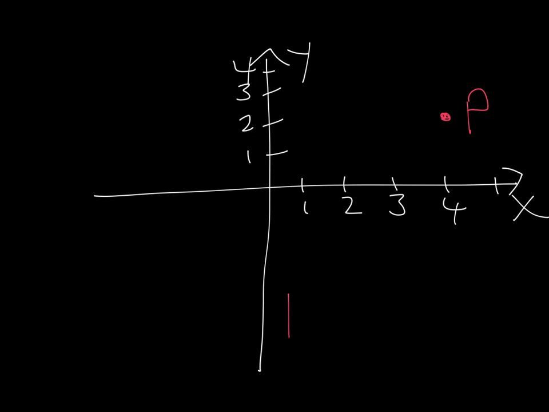First of all, I have to see how far across I have to go in the x direction to get to P. Well, I have to go across 4 units to get to P, so the x coordinate of P is 4, and I have to go up 2 in the y direction, so the y coordinate is 2. So the coordinate of P is simply 4, 2.